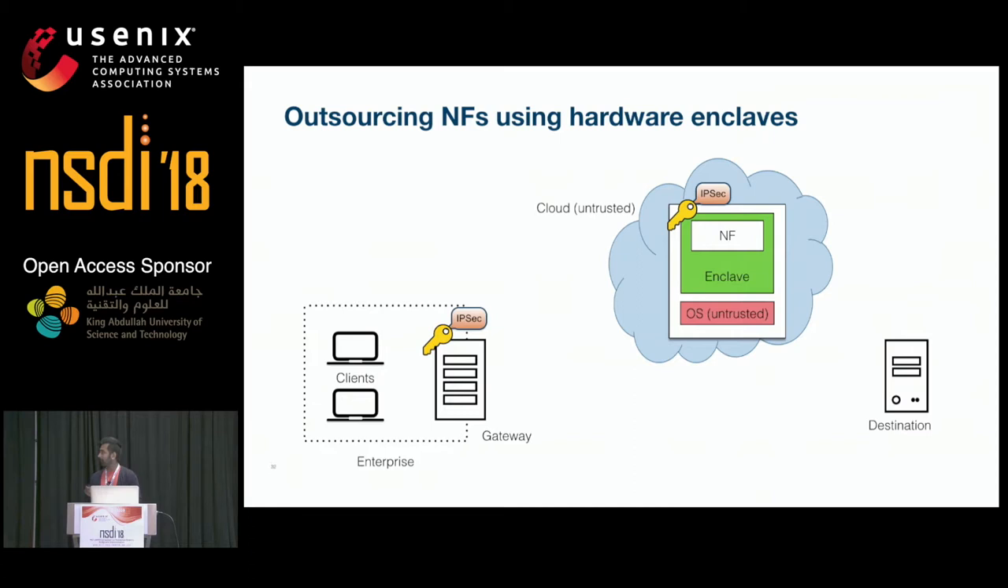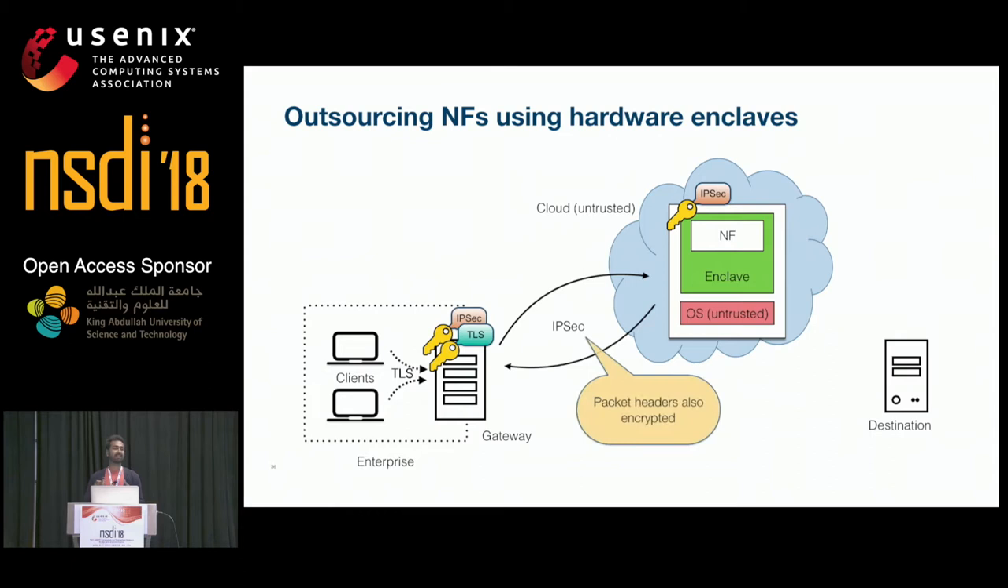At the gateway, we also implement an interception proxy, which is responsible for intercepting incoming TLS connections from clients within the network. Which means that now when a client wants to communicate with the destination over TLS, the gateway intercepts this connection, decrypts the TLS packets, encrypts them, and sends them over to the enclave over an IPsec tunnel. The NF in the enclave processes the packets and returns them back to the gateway, and the gateway then delivers the packets after re-encrypting them with TLS to the destination.